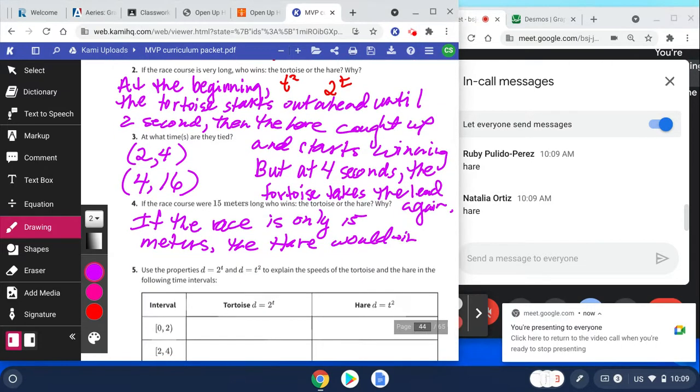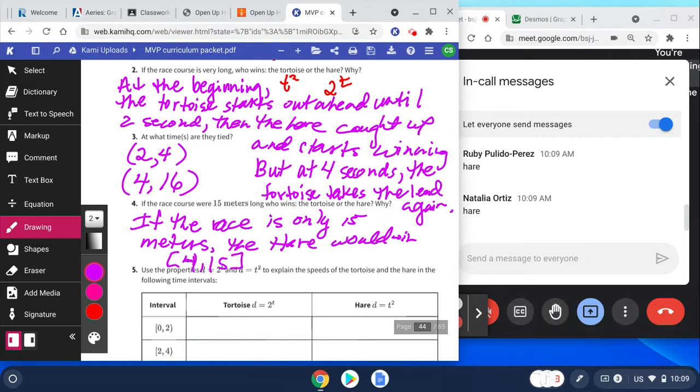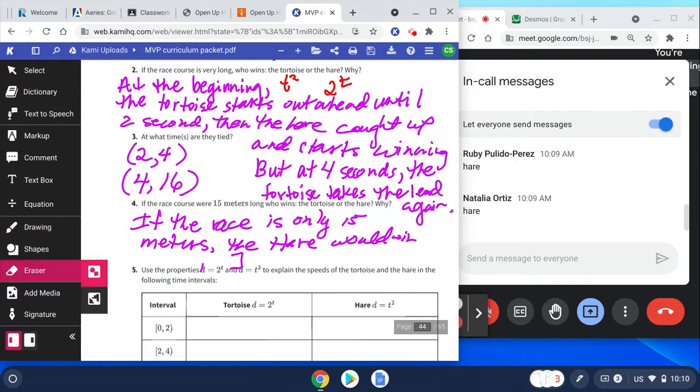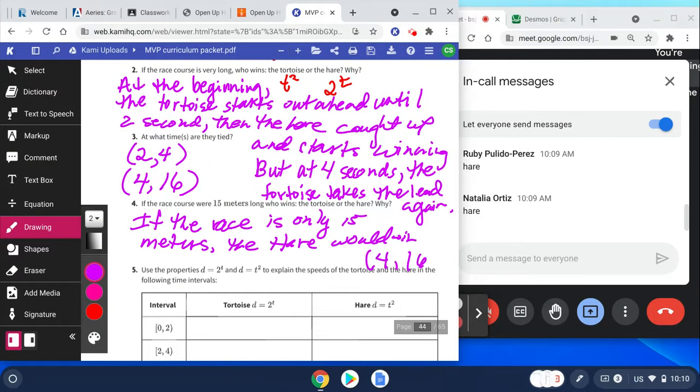In fact, the hare would win anytime between 4 and 15. That's my interval notation. Between 4 and 15, the hare's the winner. There's Chelsea, the big dog, not the puppies. So between 4, technically, let's do this. They're tied at 4 and 16, so we can't include those. Anywhere between 4 and 16, like 15's in between, the hare would win.